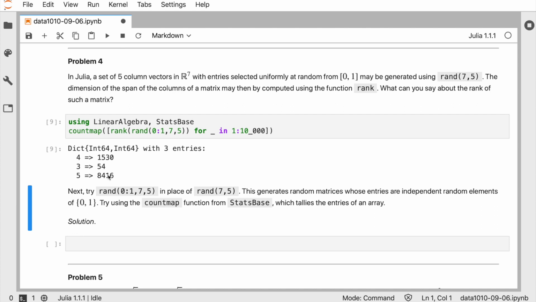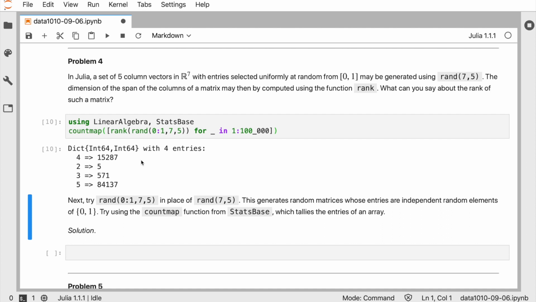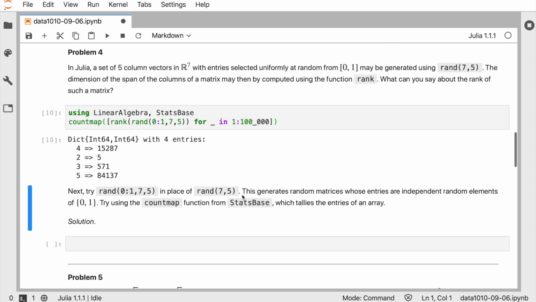So there's about 8,400 out of the 10,000, so about 84% are 5s, but there's quite a few 4s and there's some 3s as well. And you can even get some 2s if you run more. There's about, in this case, 5 2s out of 100,000. So the point is that it happens not terribly infrequently that with this particular rule for generating new entries, you happen to get one that is in the span of some previous ones.